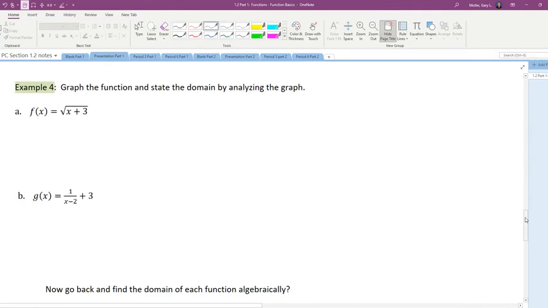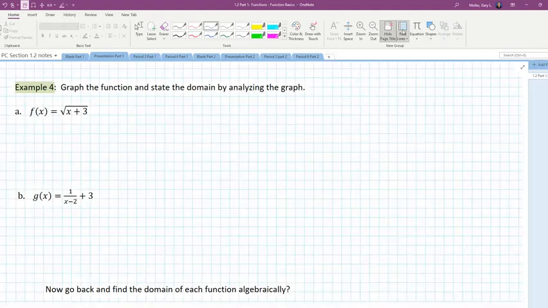Okay, graph the function and state the domain by analyzing the graph. So once again, hoping very much that you remember enough out of Algebra 2 that you can do these problems without using your calculator. But if you need your calculator, if you know how to use your calculator, go ahead and do that. You can also do it in Desmos if you prefer.